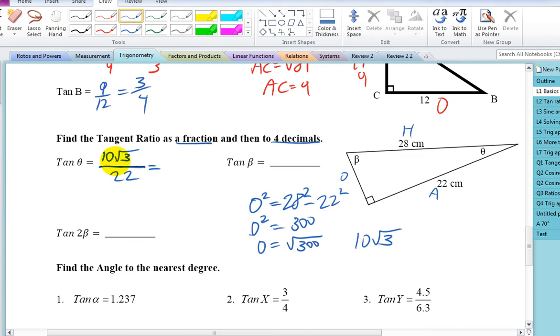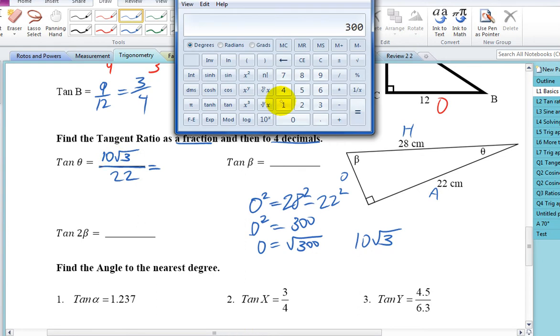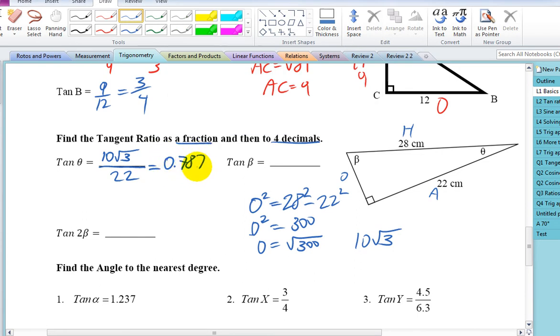Okay. Okay, go to your calculator. Square root of 300 divided by 22 equals 0.7872. Now some people need to use brackets around the 300, otherwise you're telling your calculator to do something else. Okay? Has everyone got that answer? Okay. So then what about tan beta? If we switch angle, what happens? Our fraction flips. Okay, go ahead. Try on your calculator.